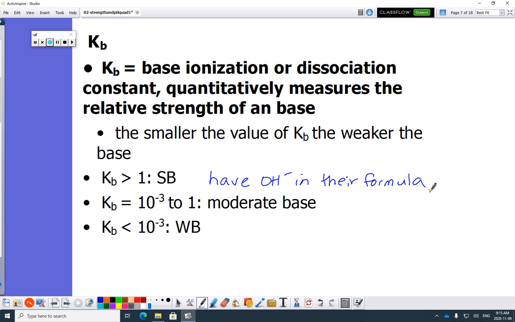So if you look at page 803, there's actually not a list of strong bases like there is for acids because they're a little bit easier to pick out. But the same principle applies. The lower the concentration of ions that you're producing, the smaller the Kb value is going to be, which indicates a weaker base.